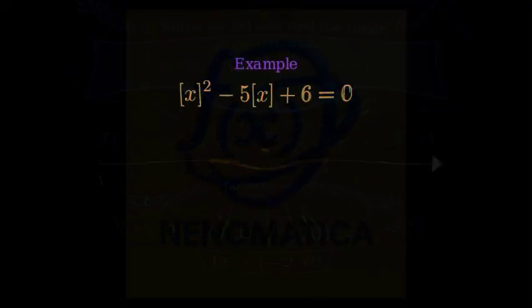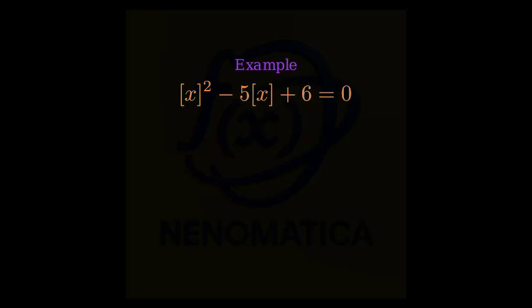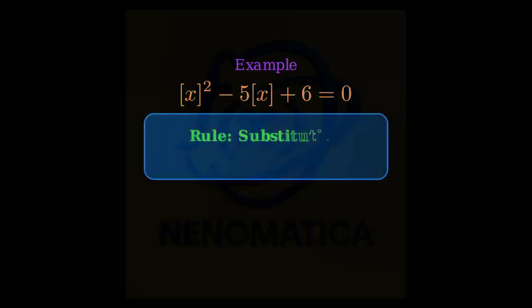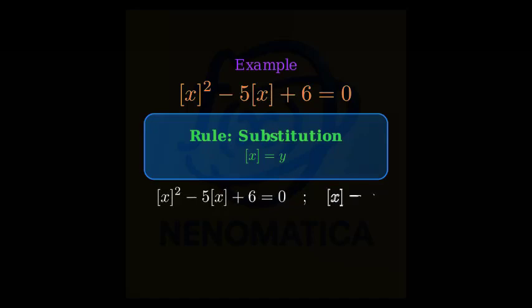In this example, we will solve the equation floor of x squared minus 5 times floor of x plus 6 equals 0 using a clean step-by-step algorithm. Step 1. Substitution. Replace the floor of x by a simpler variable y. Then the equation becomes a regular quadratic in y.